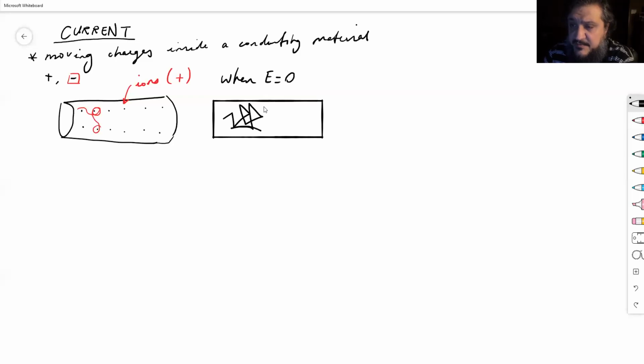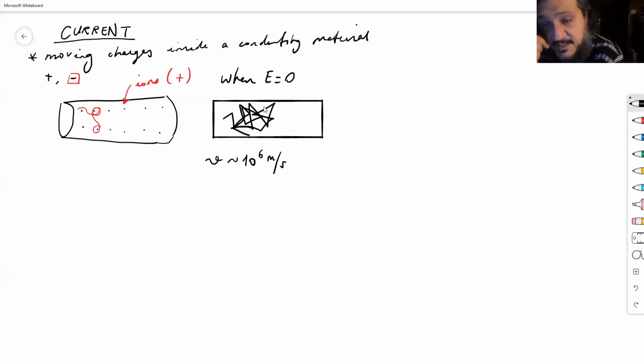And these are happening too fast, okay? On the average, there's no real displacement, all right? But they're moving really fast. I mean, it's on the order of 10 to the 6 meters per second. But they don't go all the way from one end to the other end. They collide with ions and change directions, like scattering, like billiard balls scattering off other billiard balls. But what happens when you apply an electric field?